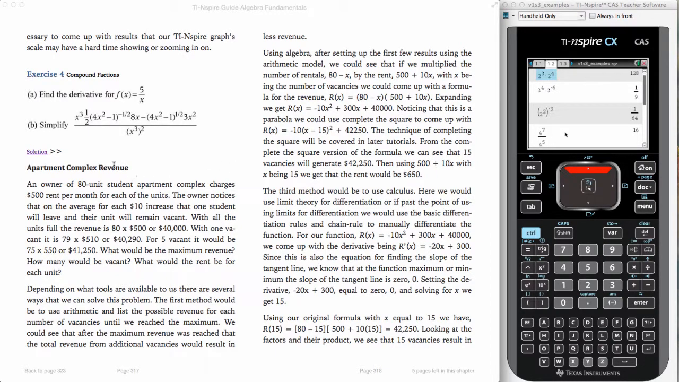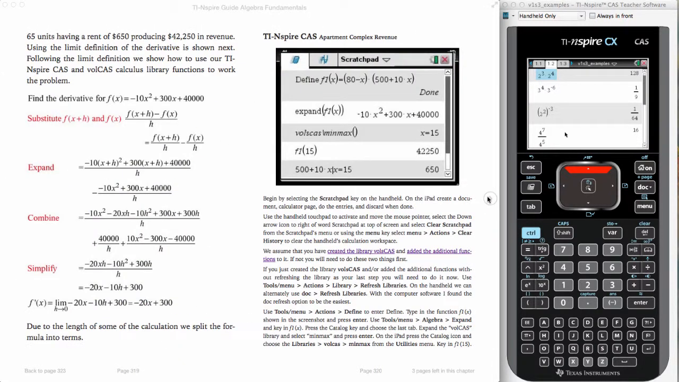We end our tutorial with an apartment complex revenue solution. We show how you can use arithmetic, algebra, and calculus to solve the problem. Again, the calculator and this guide can really help you with your ability to have confidence and perform math operations.